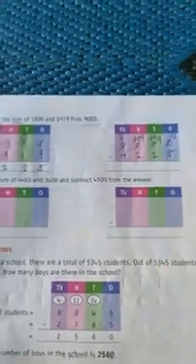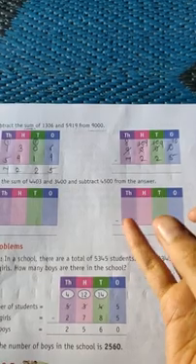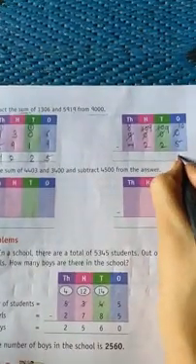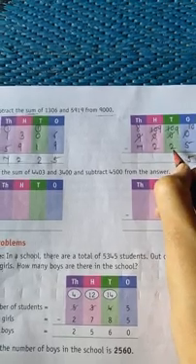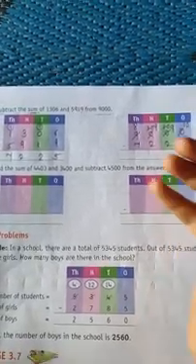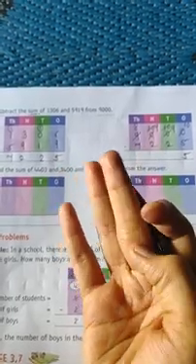So 10 minus 5 possible. Count after the small number to the big number. After 5, 6, 7, 8, 9, 10. So how many? 5. So you will write over here 5. So 9 minus 2, the first number is bigger than the second, subtraction will be possible. Count after 2 up to 9.